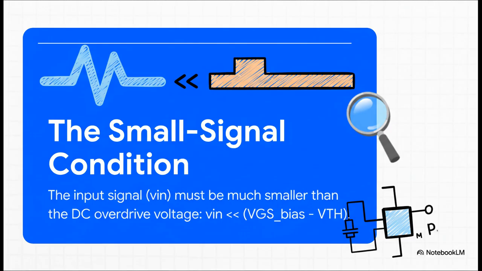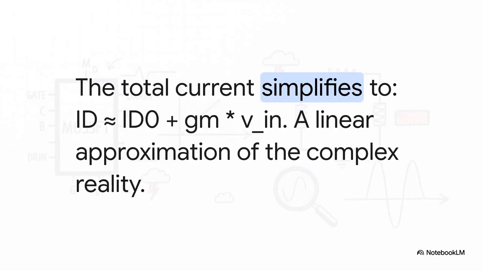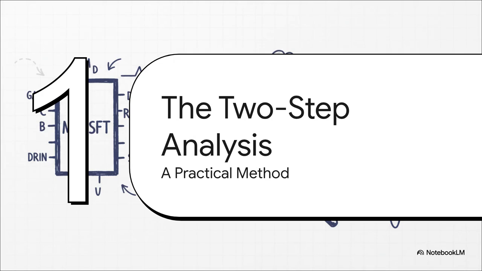And it's pretty straightforward. It just means that the AC input signal, the little wiggle we're trying to amplify, must be much, much smaller than the DC overdrive voltage that we use to bias the transistor in the first place. And look at the payoff. This is why we do it. If our signal is small enough, that complicated square law equation magically simplifies into this beautiful linear relationship. The total current is now just our original DC bias current plus a small signal current. And what's that signal current? It's just our input voltage multiplied by a constant. And what's that constant? Our good old friend, GM. The nonlinearity has vanished.